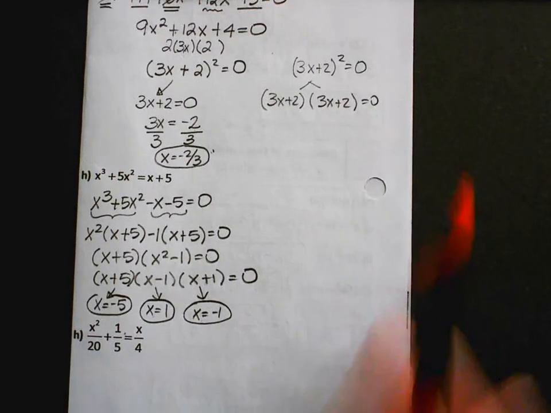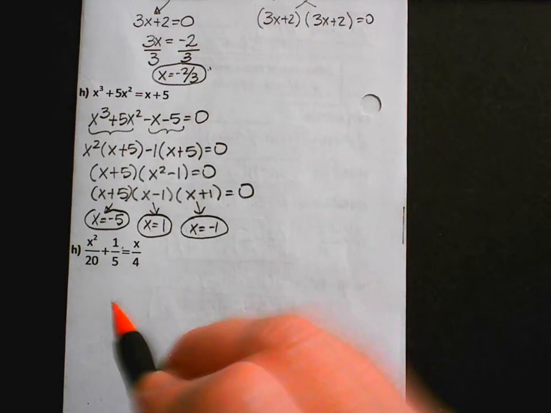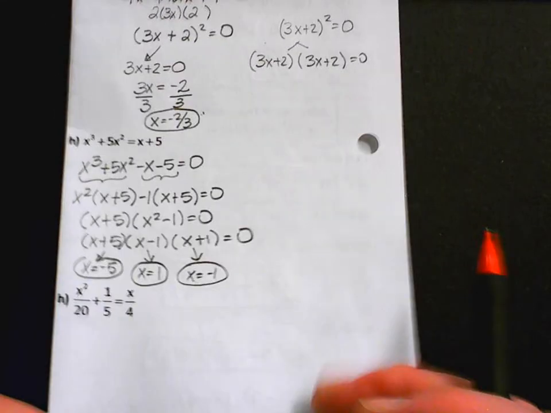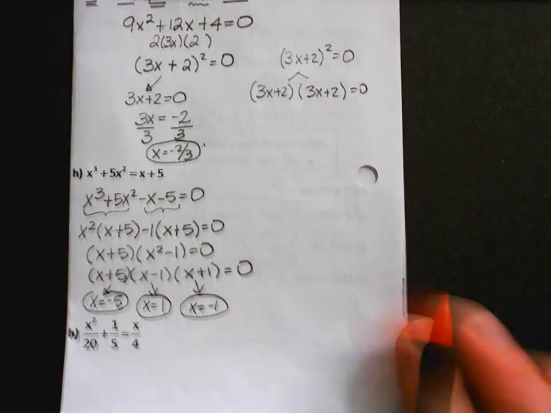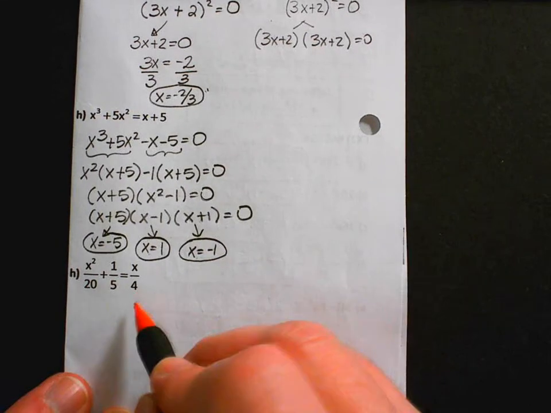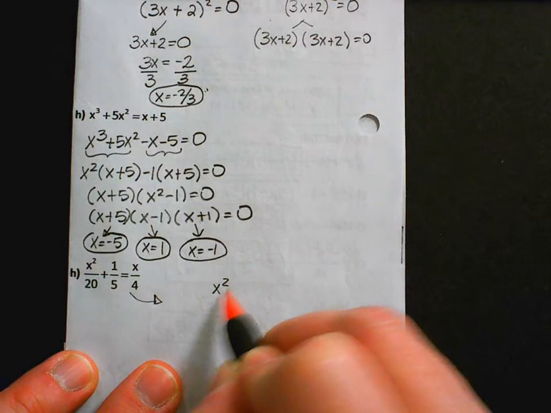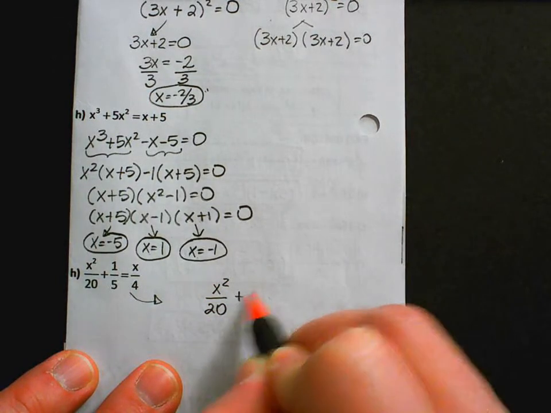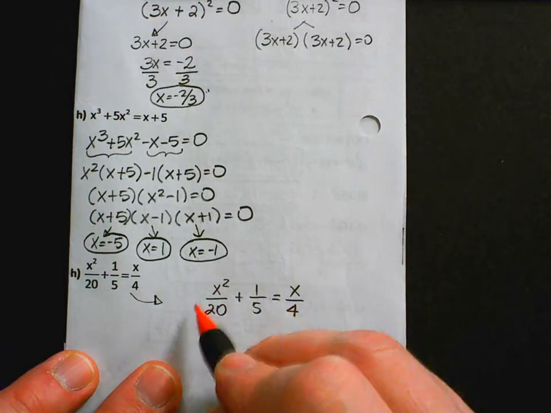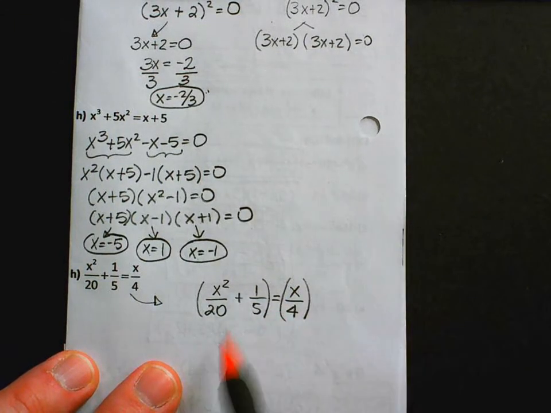Alright, last problem, letter H. Okay, let me just fix here something. Alright, there you go. Okay, we have a fraction. We don't particularly like fractions, so what we're going to do is, let me write here on the side so there's more space. First thing we're going to do is get rid of the fraction. How do we do that? I'm going to put parentheses on both sides of the equation, and our goal is to get rid of the numbers on the bottom. So we need to think about a number that all of them go into.